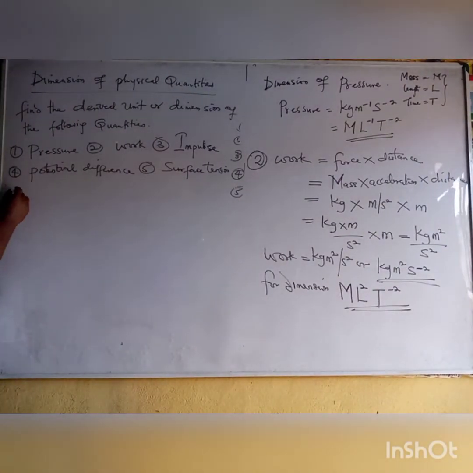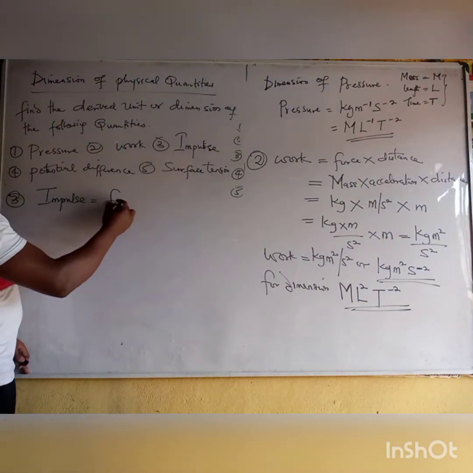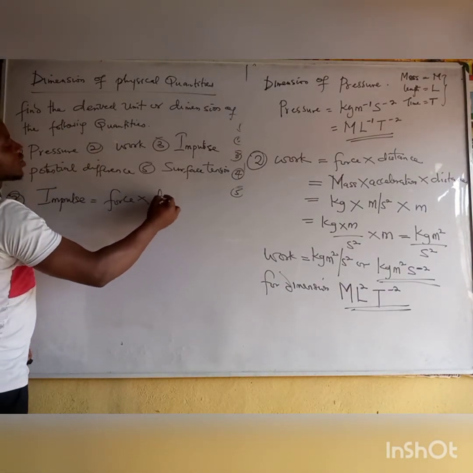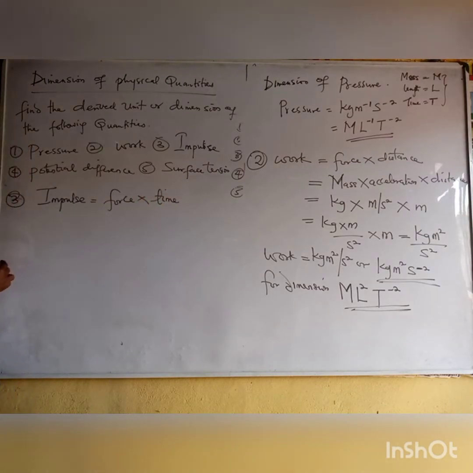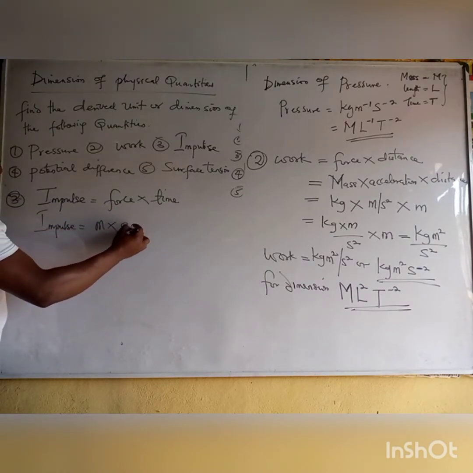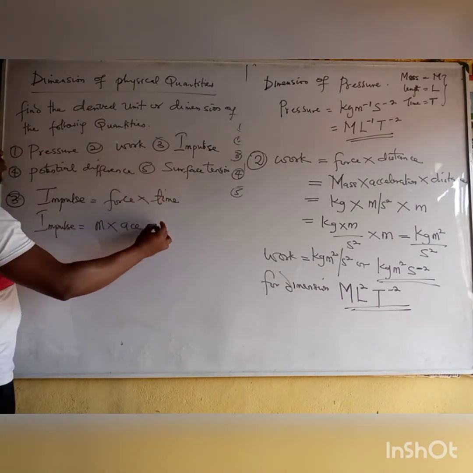Okay, number 3. In number 3 we have impulse. The impulse has a formula of what? Force times what? Time. Now, for impulse, we have force as what? Mass times acceleration, multiplied by the time is what?